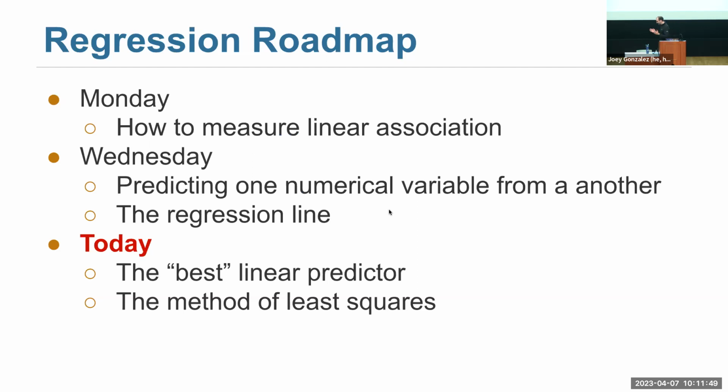So Monday, we talked about how to measure the relationship between our data. We introduced the correlation coefficient. Wednesday, we started to do prediction. We derived the linear equation that we use to make predictions. Today, we're going to go into what it means to be a best linear predictor.